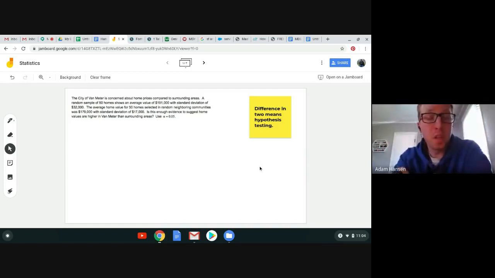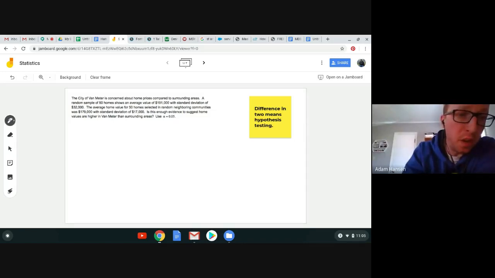Okay, so the question here in the top left corner reads as this. The city of Van Meter is concerned about home prices compared to the surrounding areas. A random sample of 50 homes shows an average value in Van Meter of $191,000 with a standard deviation of $32,000. The average home value for 50 homes selected in random neighboring communities was $179,000 with a standard deviation of $17,000. Is this enough evidence to suggest that home values are higher in Van Meter than in surrounding communities? Use a significance level of alpha equals 5%.